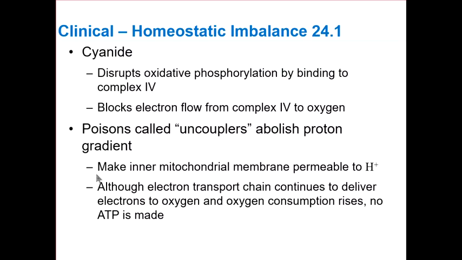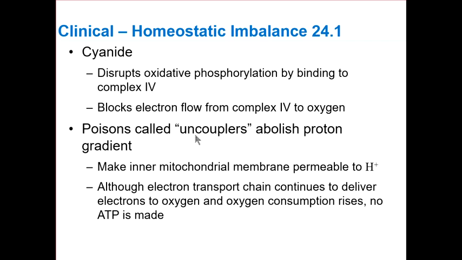So certain poisons work by blocking oxidative phosphorylation. For example, cyanide will block oxidative phosphorylation by binding to complex 4. And remember, that's where the electron will bind to oxygen. So by doing that, we're stopping ATP from being produced through oxidative phosphorylation. And that's how cyanide has its effects.